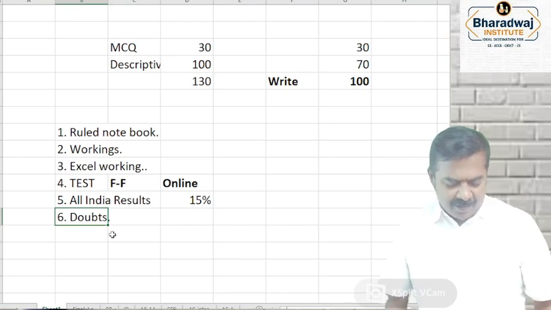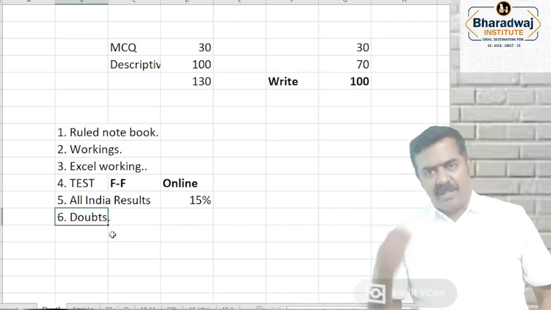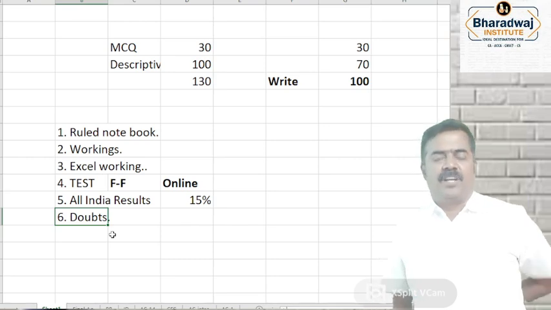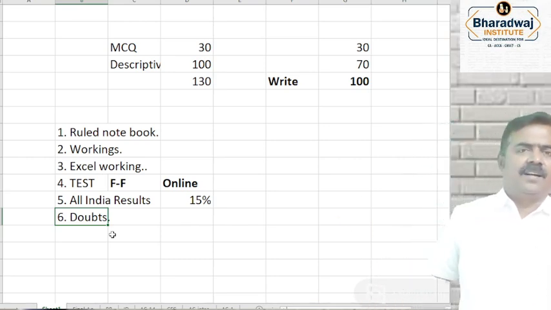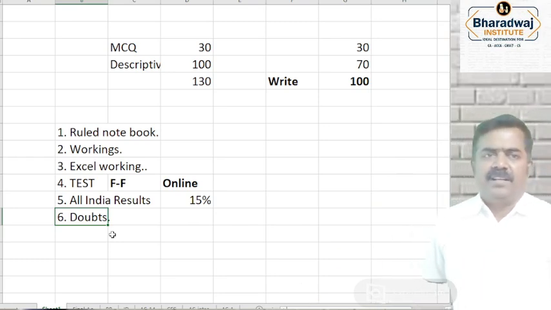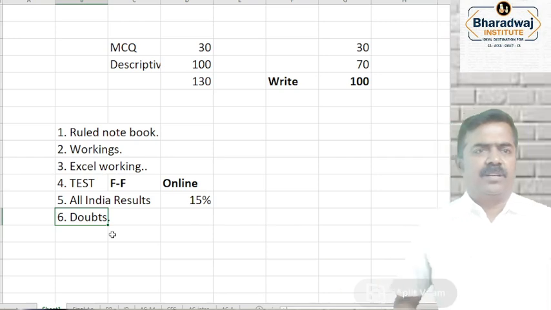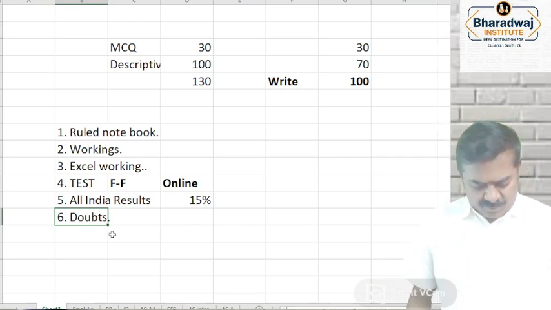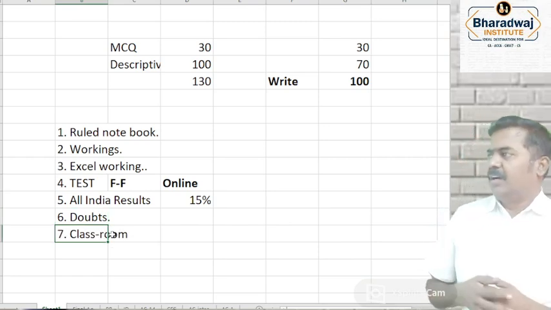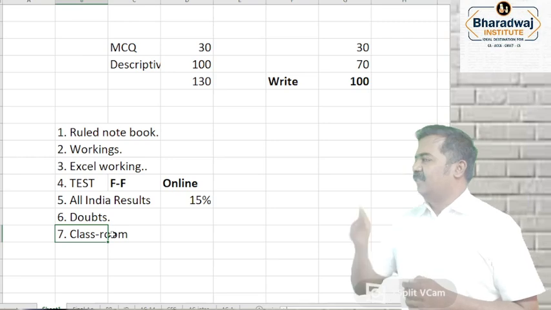That is most important. Doubts, face to face, you clarify immediately, at the end of the class. Live online, you can open anytime and clarify. And if you are accessing recording, you can just text the faculty that this is the doubt I'm having. They'll ensure that we clarify. Or you can walk into the academy and clarify. Okay.